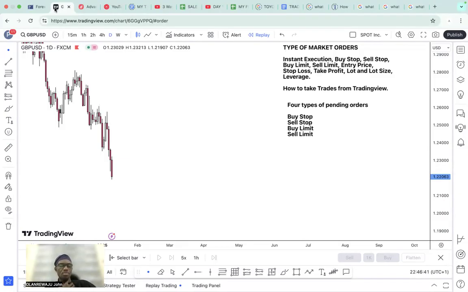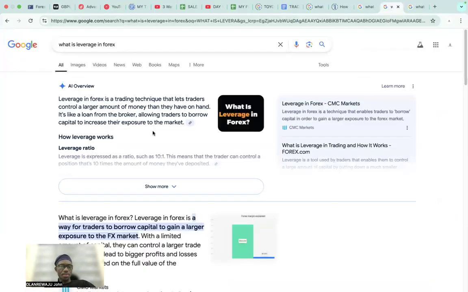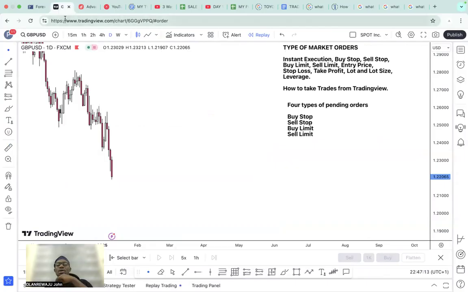So what that means is that they are magnifying your account balance for you, although you can't see it. Even though you funded $10, you are able to take a trade with 0.01 lot size. The reason you can trade that 0.01 lot size with your $10 account is because of the leverage that your broker gave you. So leverage, like they said once again, is a technique that lets traders control a larger amount of money than they have on hand. That is scenario number one.